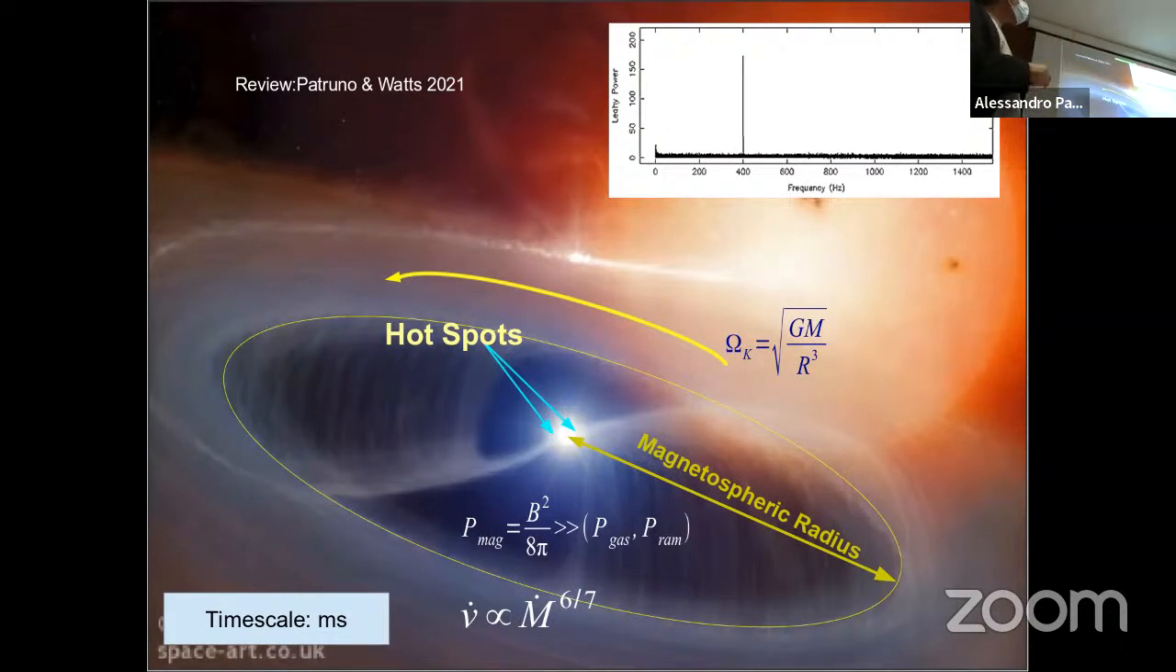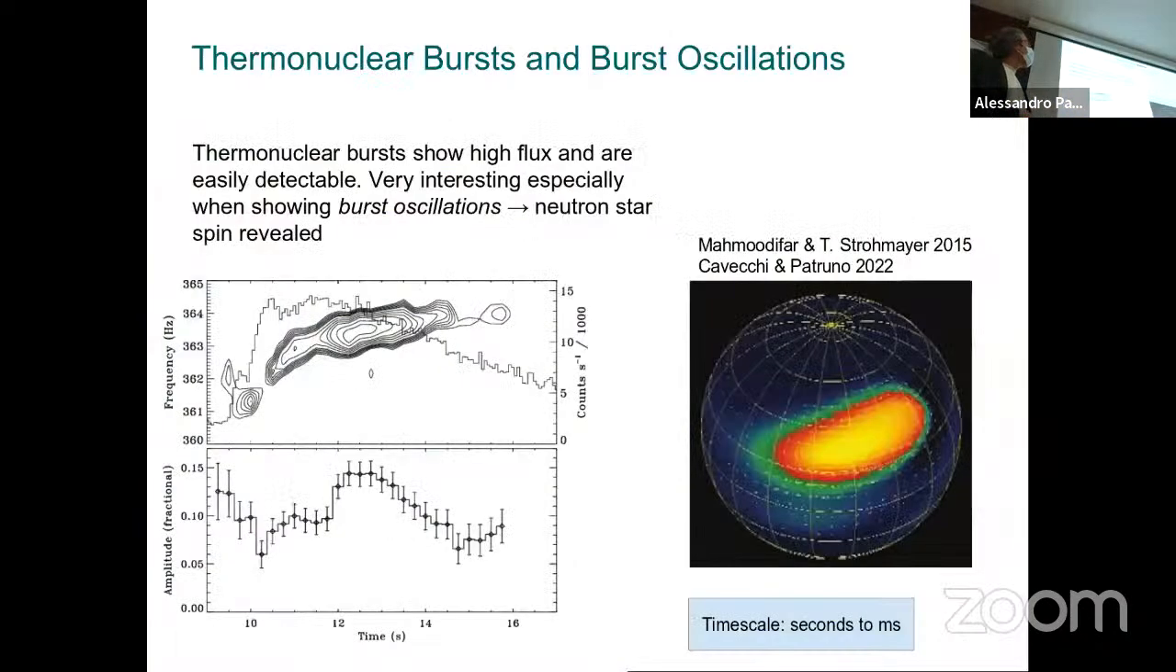And if you do a power spectrum, you see a very narrow feature, which is a delta. This corresponds to a sinusoid at a single frequency in the time domain. So this is the spin frequency of the neutron star. So here also there's a time scale of milliseconds. And finally, you also have thermonuclear bursts and burst oscillations from accreting neutron stars in low mass X-ray binaries.